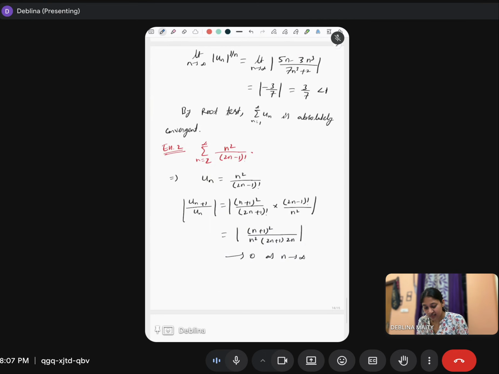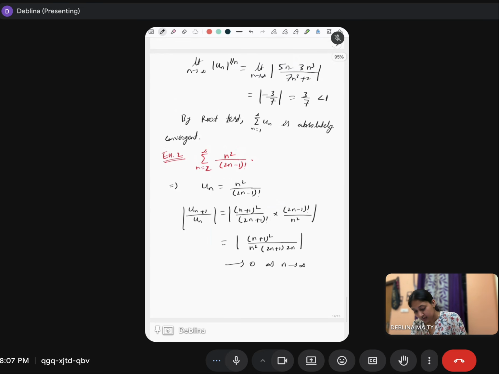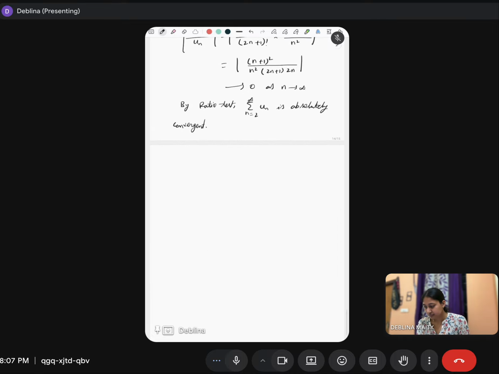So by ratio test, this is absolutely convergent, right? So by ratio test, this sum un is absolutely convergent, right? Okay, let's take another one.